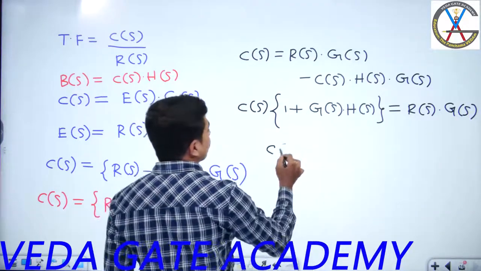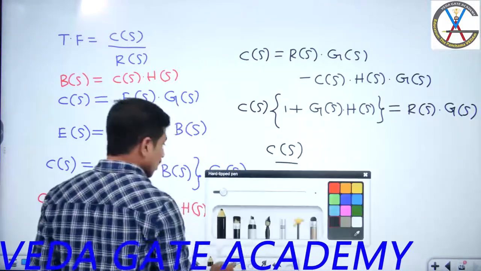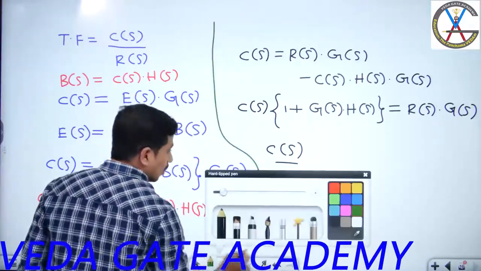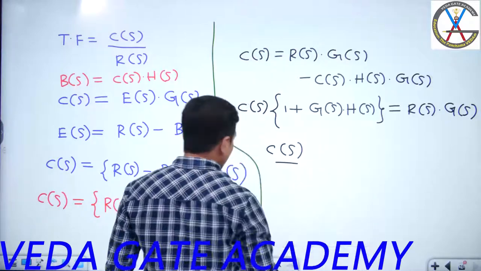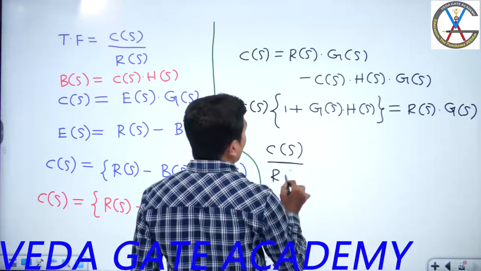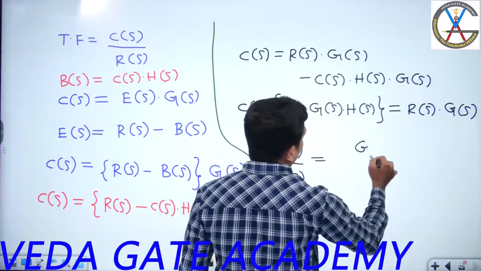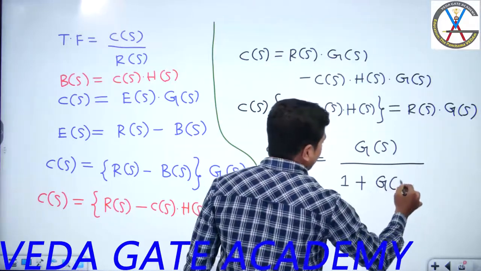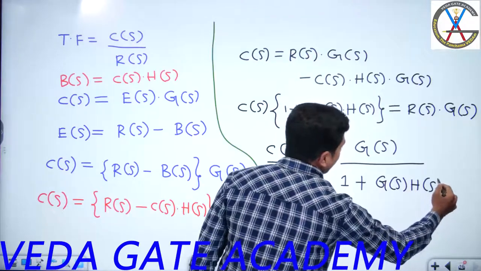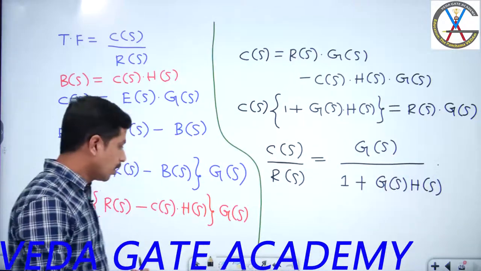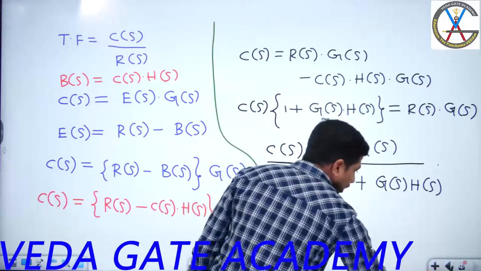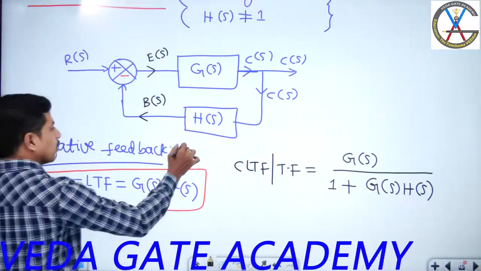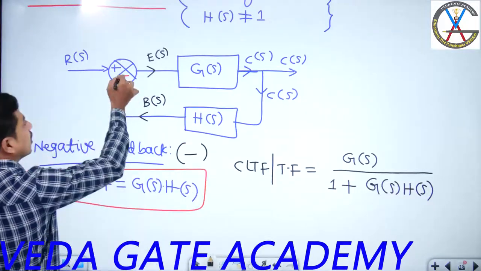Now let's take C of s by R of s to the other side. C of s by R of s is equal to G of s by 1 plus G of s into H of s. This is what we call the transfer function. Now imagine we take positive feedback. For negative feedback, minus is the symbol, and here minus is there.